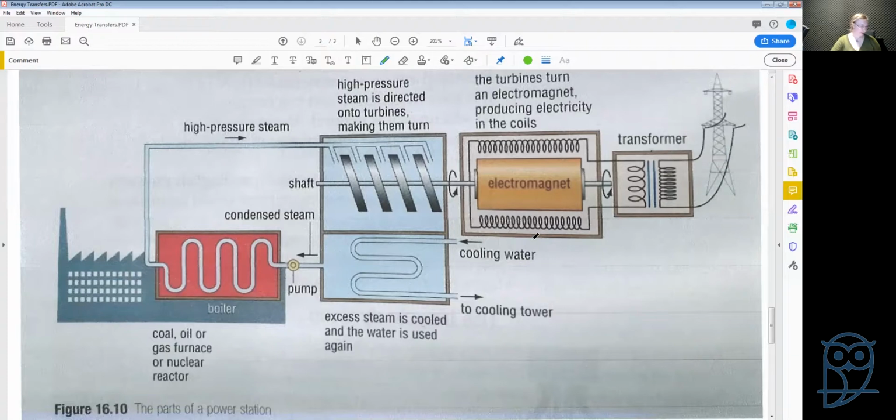So this is a very complex system. Let's first walk through the energy transfers that are happening here. Here we have chemical energy in our coal, oil, or gas.